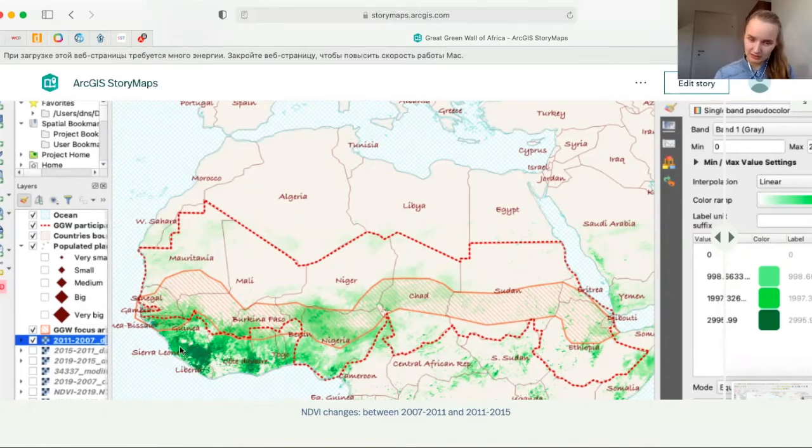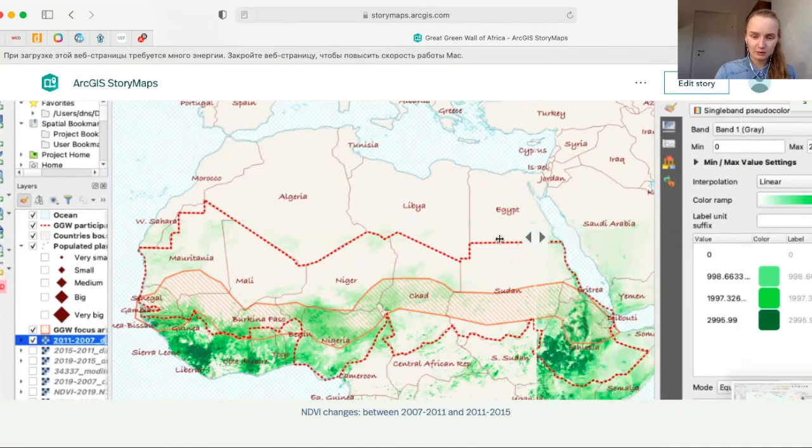So the greener, the higher the NDVI is in this area. NDVI changes are more significant in these areas. But our focus area is this orange one. This image shows changes between 2007 and 2011. We can see quite significant changes here in Nigeria, Burkina Faso, and the Senegal area, and also some, but not so significant, changes in Eritrea and Ethiopia.